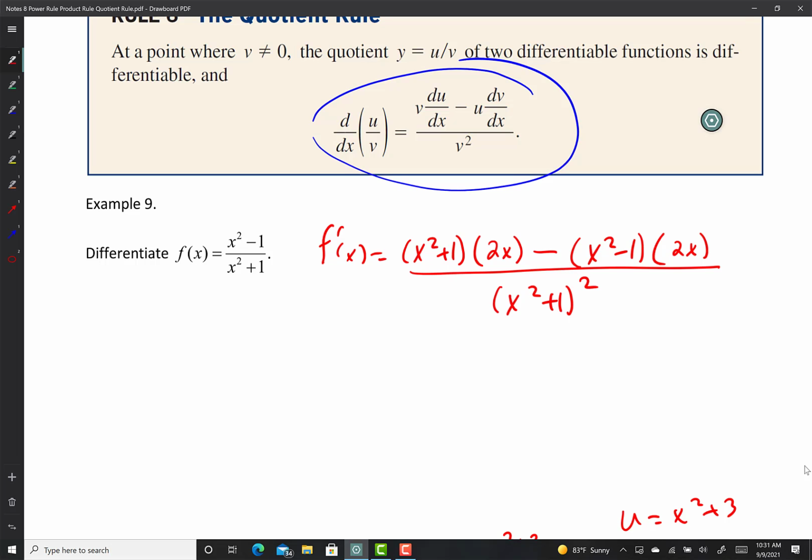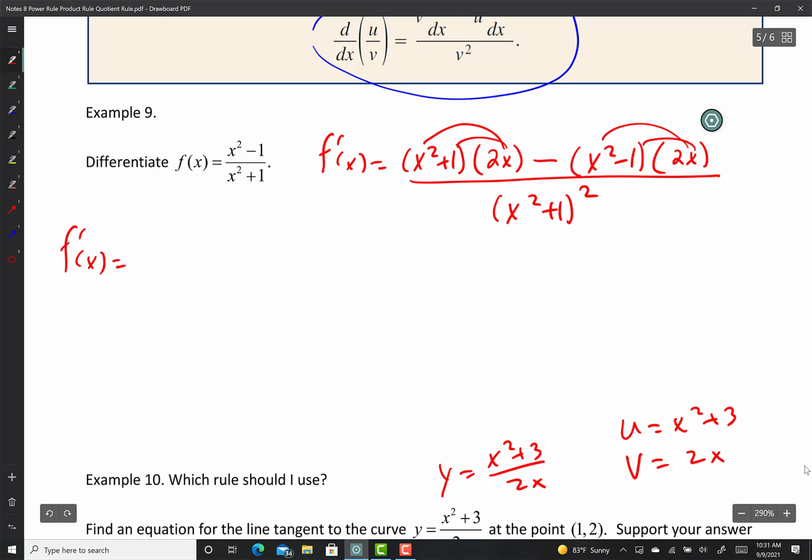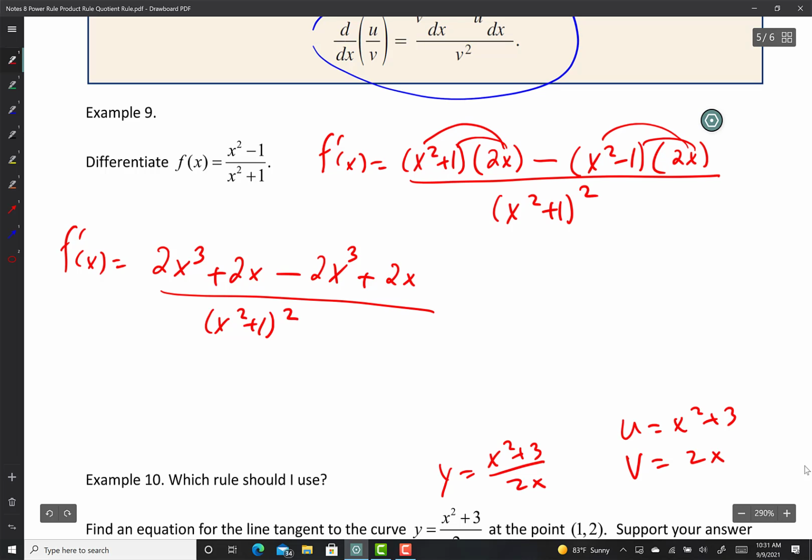If you don't see it, if you have no idea what I'm talking about, just go ahead and do this. So if you do that, f prime of x is equal to 2x cubed plus 2x minus 2x cubed plus 2x. Does everyone know where the plus came from? What do you notice is going to cancel out? Perfect. 2x plus 2x is all over x squared plus 1, quantity squared.